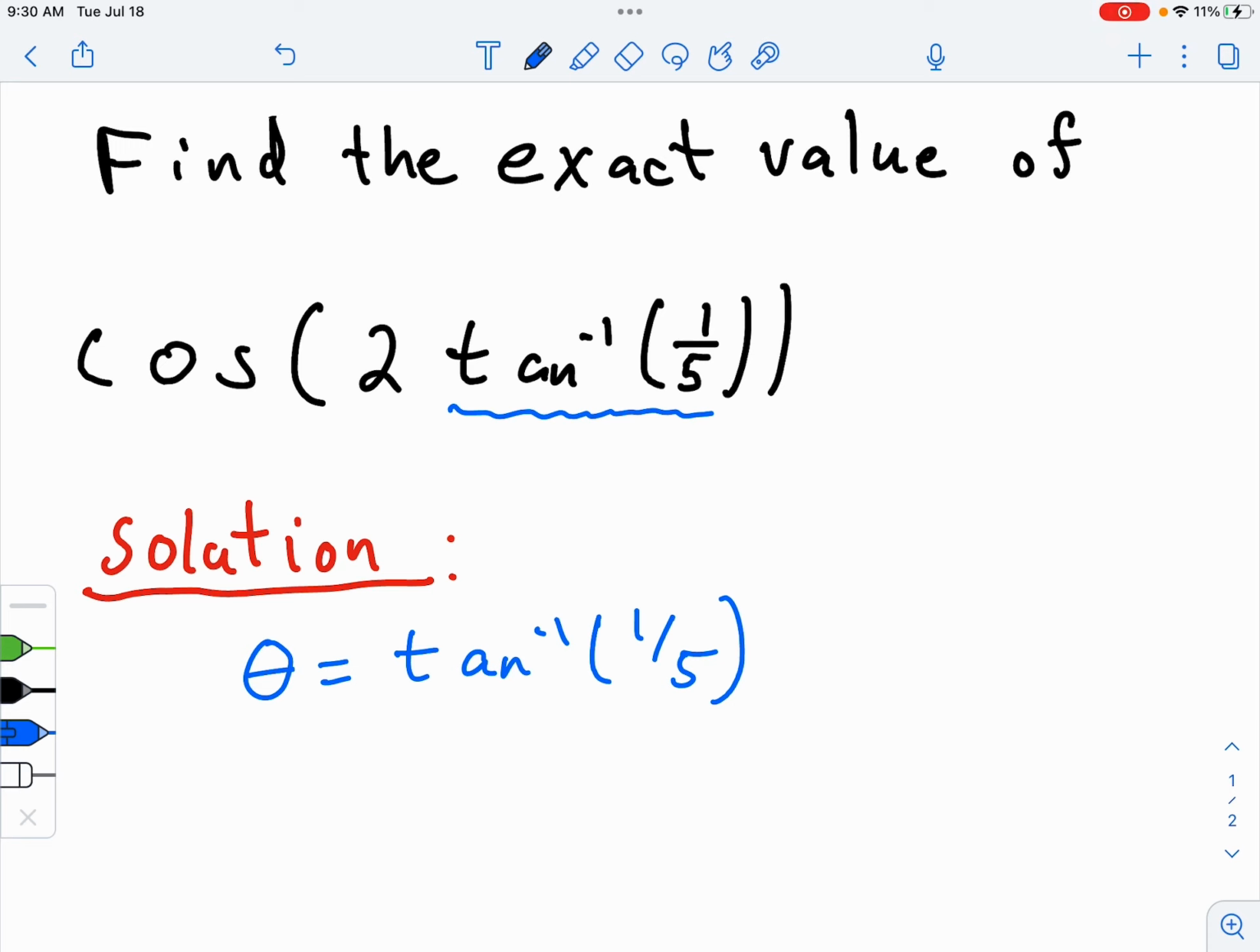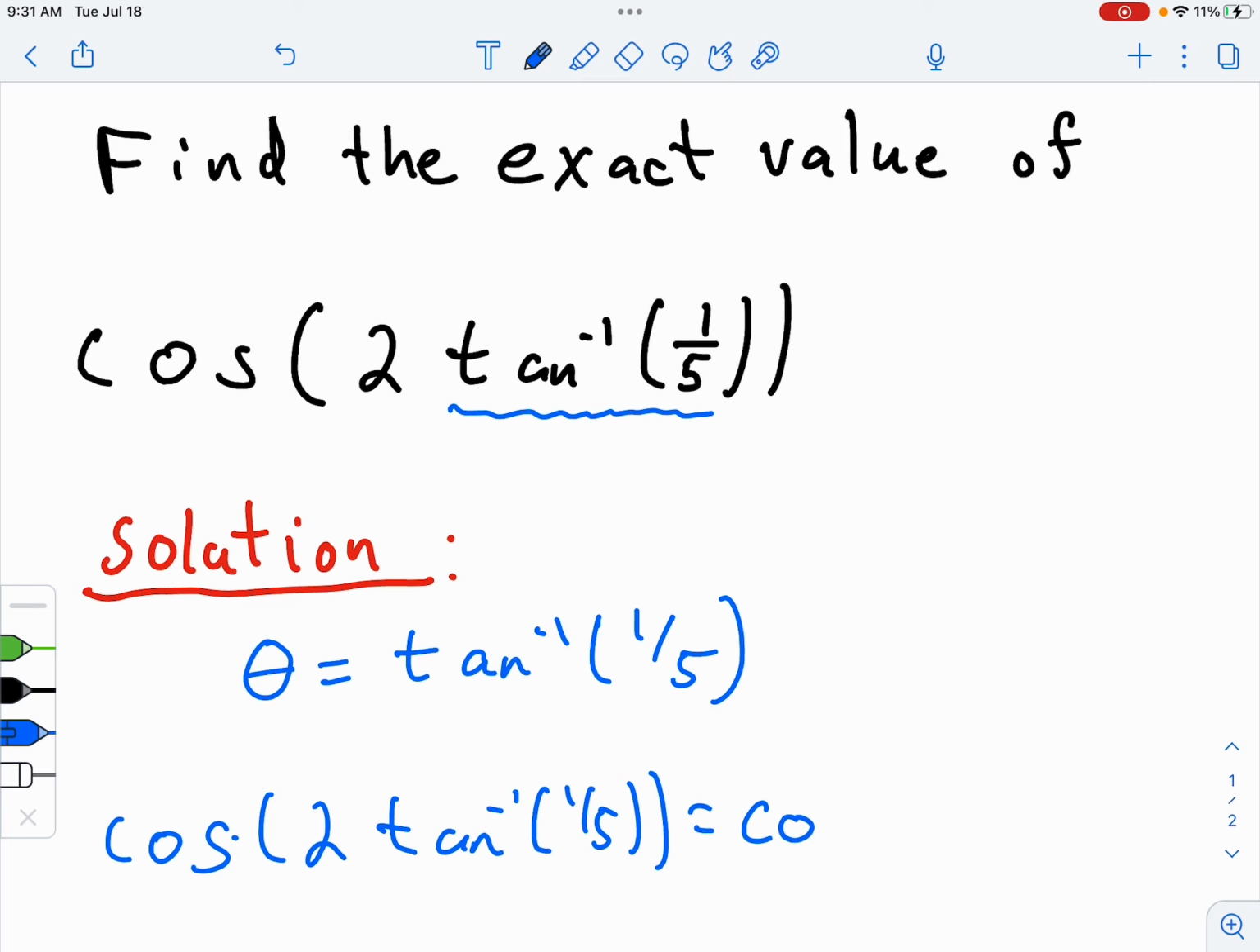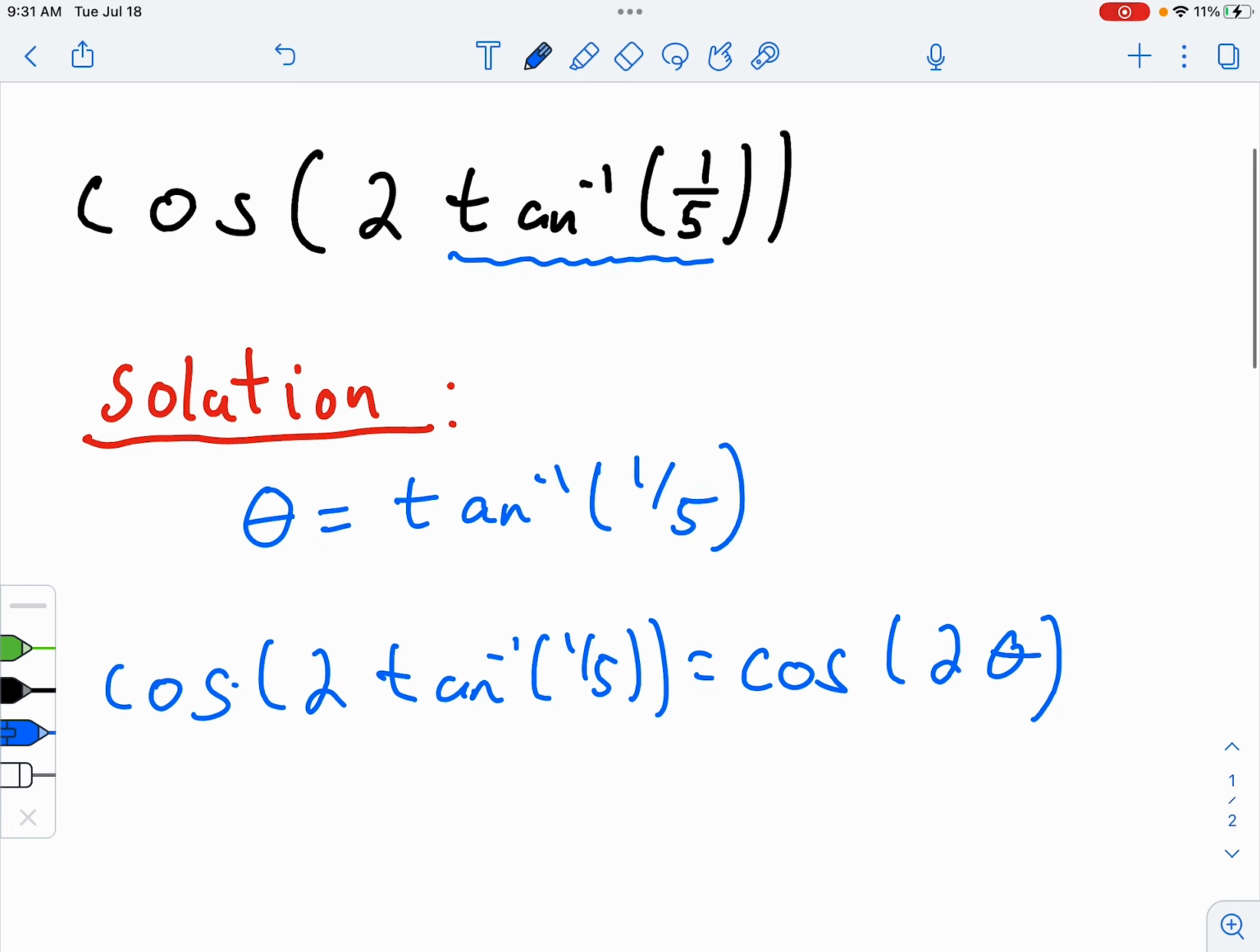Okay. So another way of writing this expression, cosine of 2 tan inverse of 1/5, is equal to saying cosine of 2 theta. And the reason I'm doing this is, one, to identify this as an angle, but also when you write it in this form, I think it's easier to see how you go about solving the problem, in the sense of, I can use an identity.